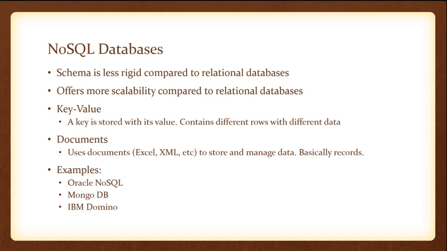Some common NoSQL database types are key-value databases, where a key is stored with the value. It contains different rows that have different types of data. You can also have a document NoSQL database, which uses documents like MS Excel, XML files, etc., to store and manage data. Multiple key values or documents can be stored in a single document. Examples of this are Oracle NoSQL, MongoDB, and IBM Domino.